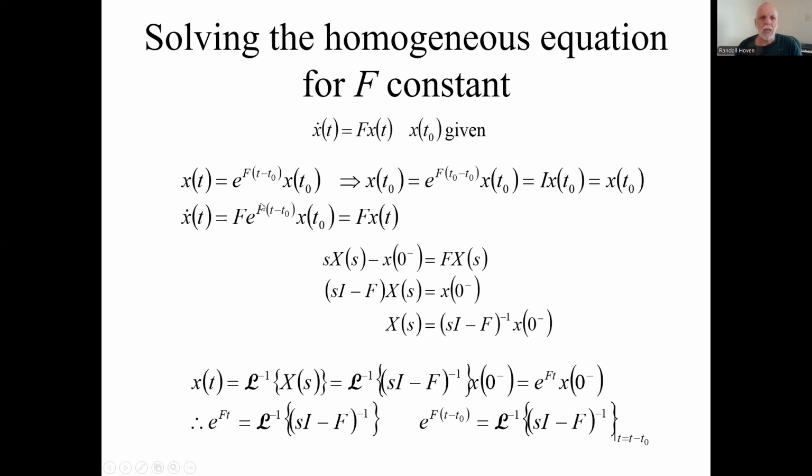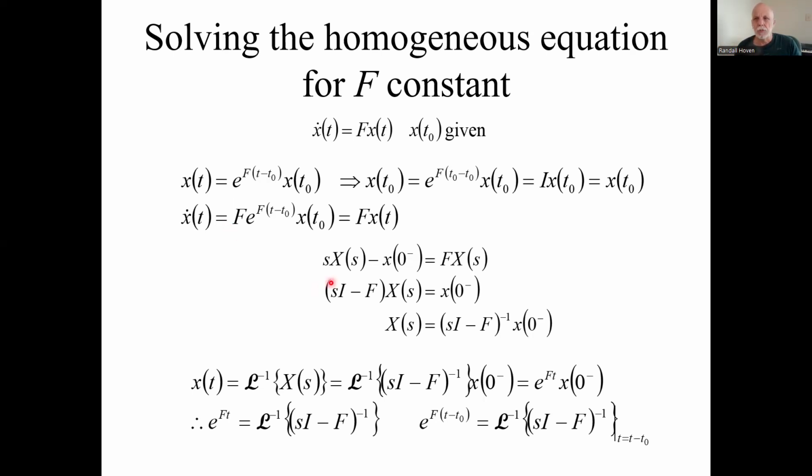Convince yourself that this thing, e to the matrix F times this difference in time, times your initial condition, if you plug that in for X, it satisfies this guy. You'll get back your initial condition, and it satisfies this equation. That's what these two lines tell you. So this right side is the solution.